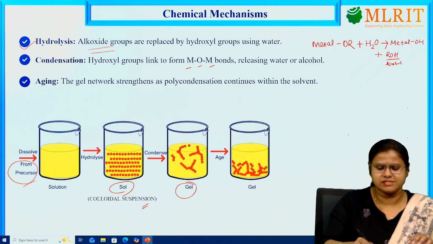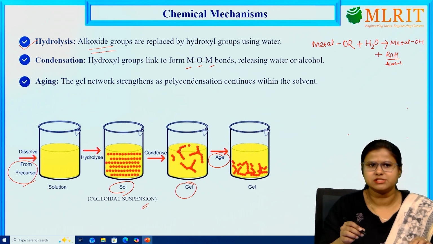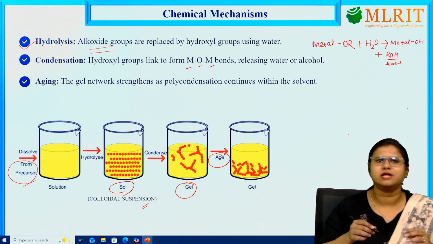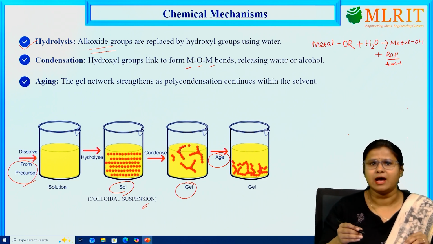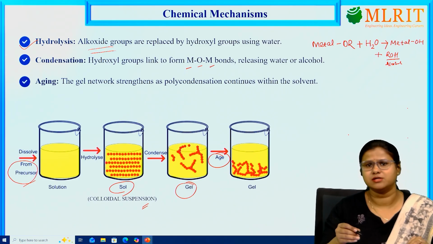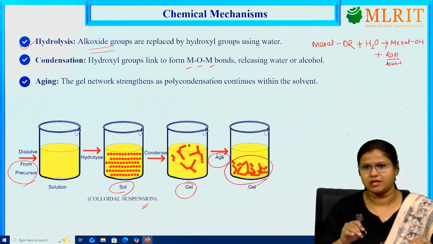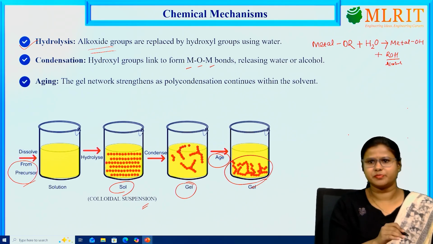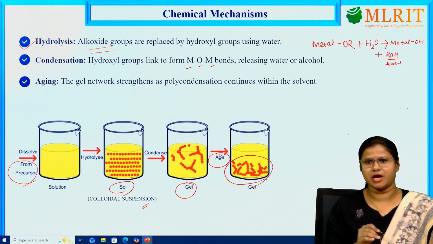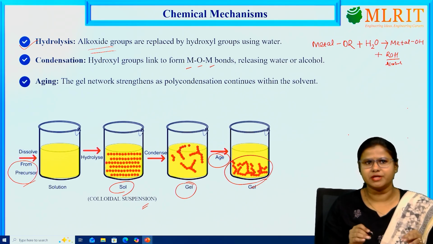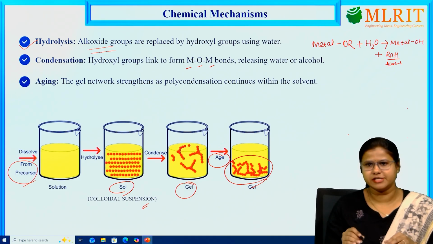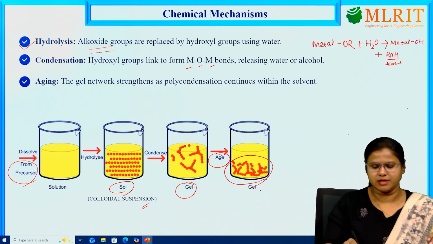Then we follow the aging process, where the gel network strengthens as polycondensation occurs and we get the proper viscous gel. So whatever precursors we have taken, by following hydrolysis, condensation and aging, we are getting the gel.